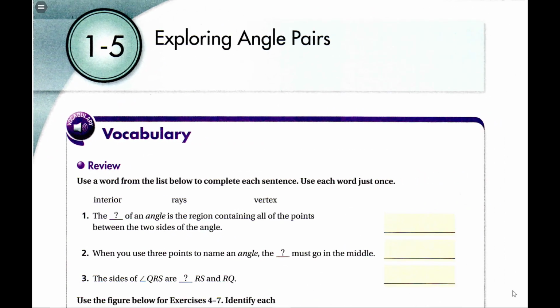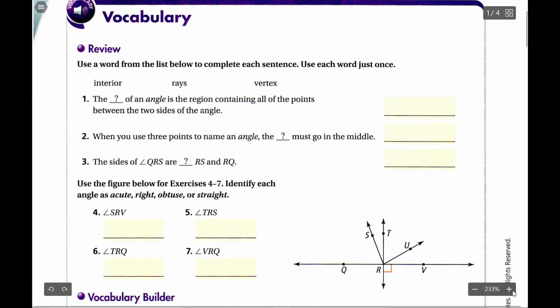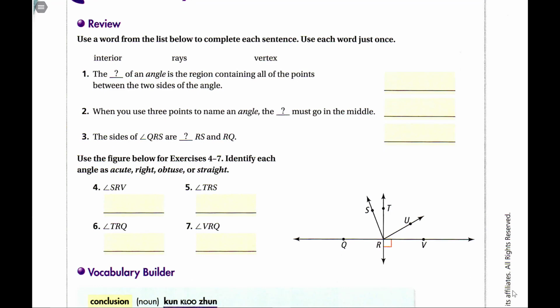Today we're going to build on the notes that we looked at on Friday, where we looked at measuring angles. So today we're going to actually start looking at angle pairs. And as usual, we're going to start off first with the review, kind of the vocabulary and some of the things that we've already looked at. In these first three questions, we're going to use the words interior, rays, and vertex to complete the blanks in 1, 2, and 3.